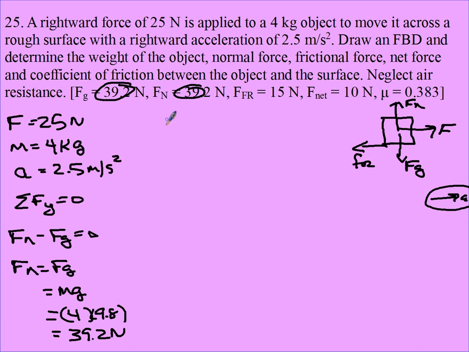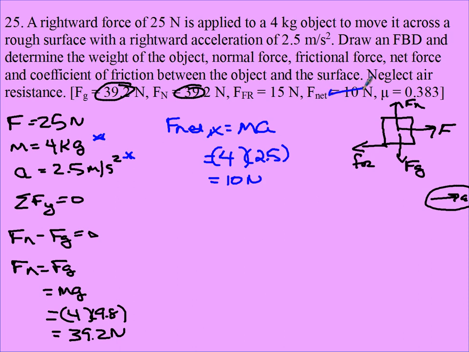I can find Fnet in y. Fnet in x equals ma, because I have both the mass and the acceleration. So Fnet is going to equal the mass, which is 4, times the acceleration, which is 2.5, or 10 newtons. So I found that one. They want the frictional force. In order to find the frictional force, I'm going to have to do just a little bit more.